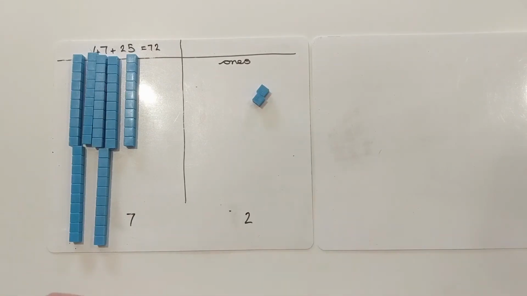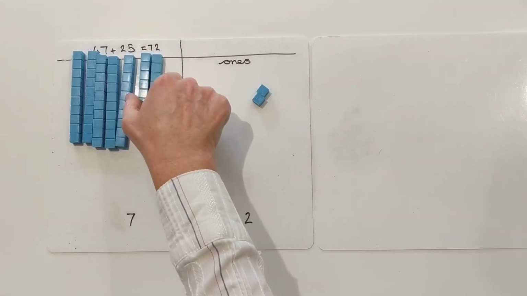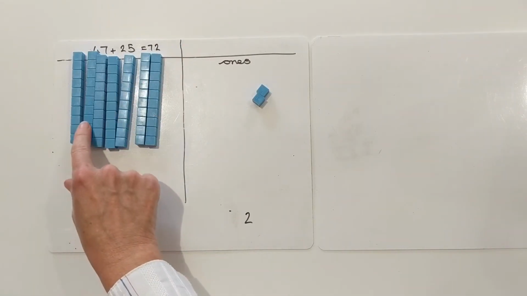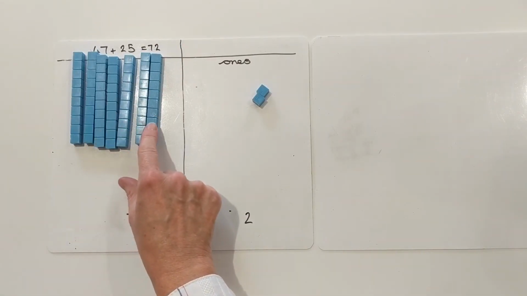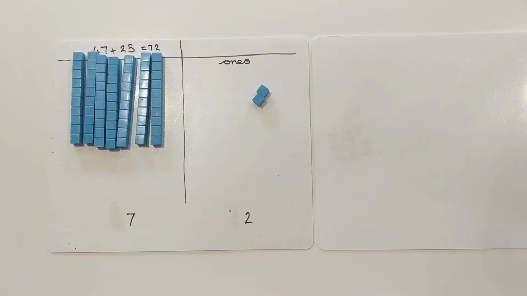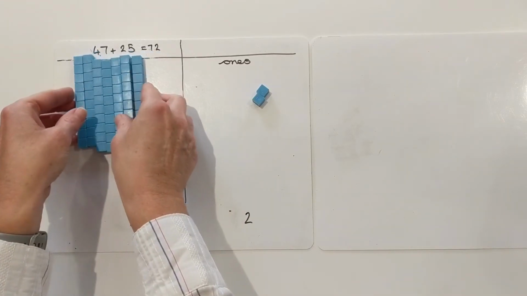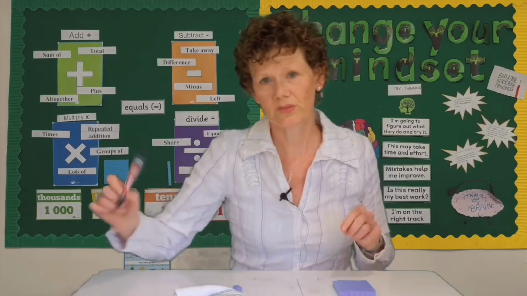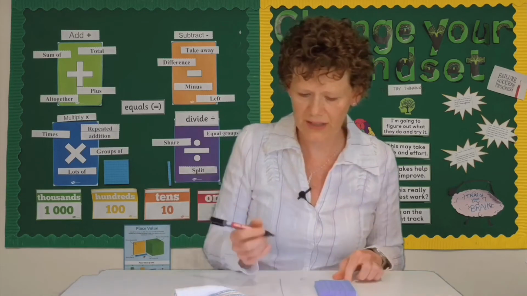We've already got that written down, and we can then put our tens together. How many have we got? 10, 20, 30, 40, 50, 60, 70. Stop. 71, 72. Our number is 72. So that's dienes. Now, from the dienes, we can move on to drawing. So let's draw that now.